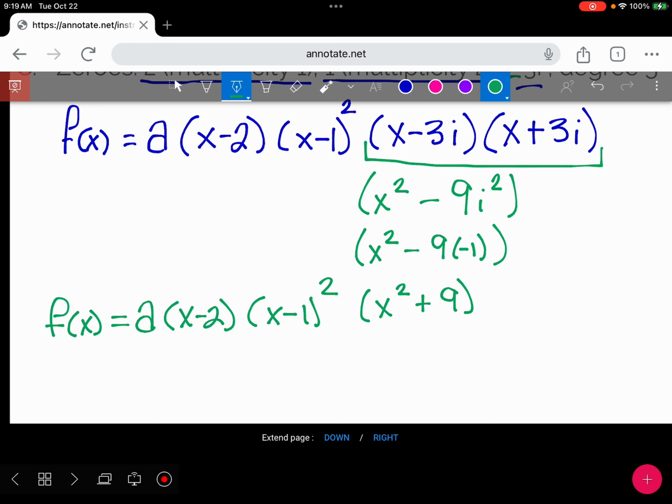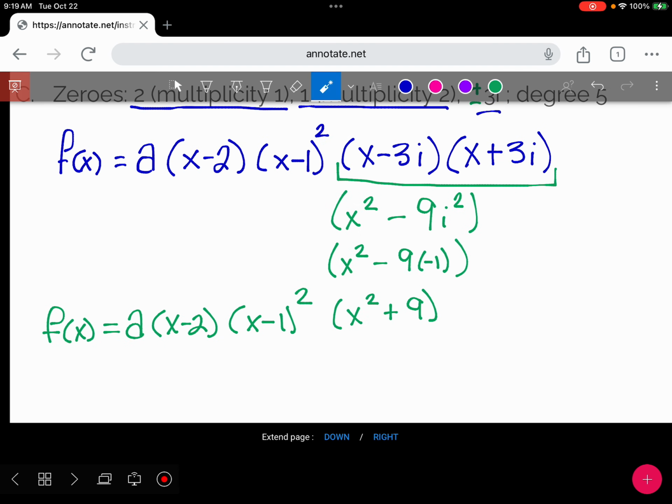So then let's check and see if we got the degree we needed to have here. What is the degree of f of x here? 5, because I have 1x here, 2 x's here, and 2 x's here. So 2, 4, 5. So we did wind up at our degree 5.